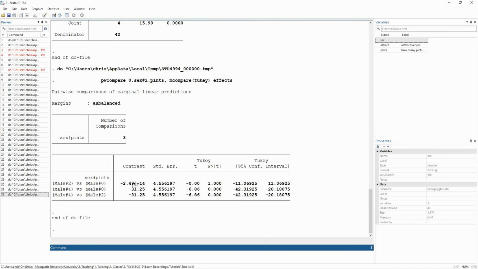So if there's no difference between their levels of pints here, it's no surprise that when I start looking at 4 pints, I get exactly the same statistics. Males who had 4 pints compared to males who had 0 pints produce a contrast of negative 31.25. 4 versus 2 pints, again, negative 31.25. It's exactly the same because there is no difference between males at 2 and males at 0. The t-scores are the same, and so are their p-values. So this is reinforcing what we know from before. Males who consume 0 or 2 pints don't seem to have a shift, but once we hit 4 pints, it drops off dramatically, and it drops off significantly.